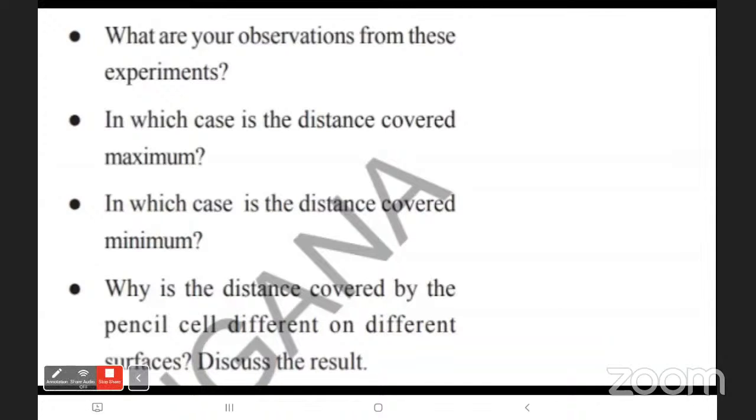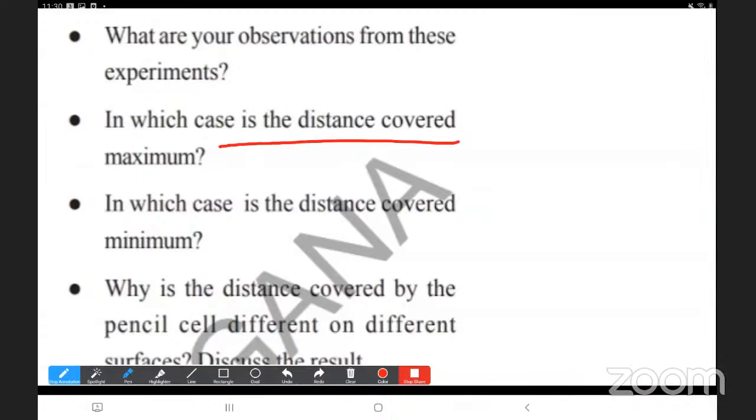Here, what are your observations from this experiment? The ball or the glass marble goes for a little more distance than the pencil cell. So in which case is the distance covered maximum? When we use the ball or the marble, the distance covered is maximum. And in which case is the distance covered minimum? When we use the pencil cell, the distance covered is minimum.